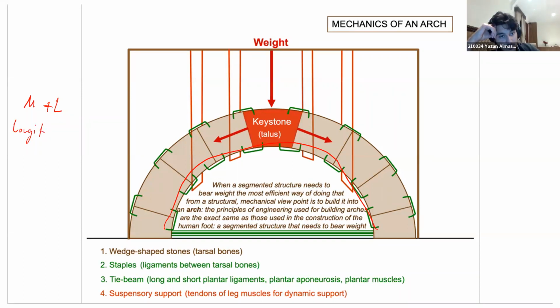Longitudinal too. Wow, my spelling is so off. But you get the point. Arch. Okay, so we have medial and lateral longitudinal arch.